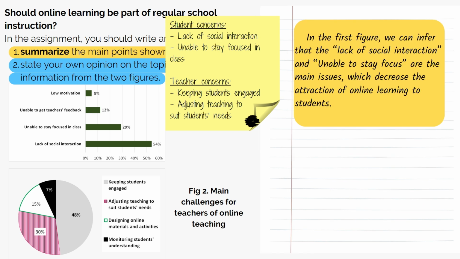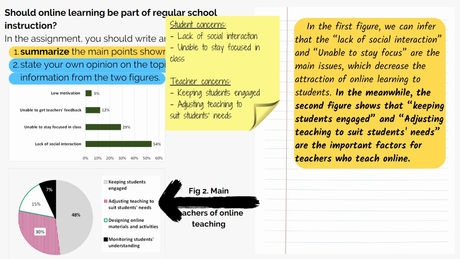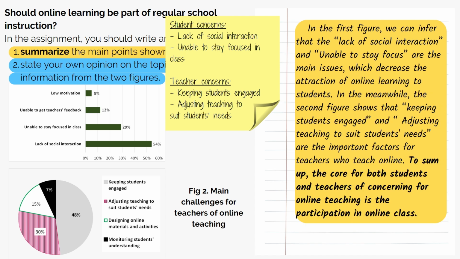First, I start with figure 1, and I share the main concerns about students with online learning. Then, I go on to talk about figure 2, sharing the 2 main concerns that teachers have based on the figure. Lastly, I synthesize. To sum up, the core concern for both students and teachers for online teaching is the participation in online class. So in this example, the synthesis is sharing what is similar between both student concerns and teacher concerns.